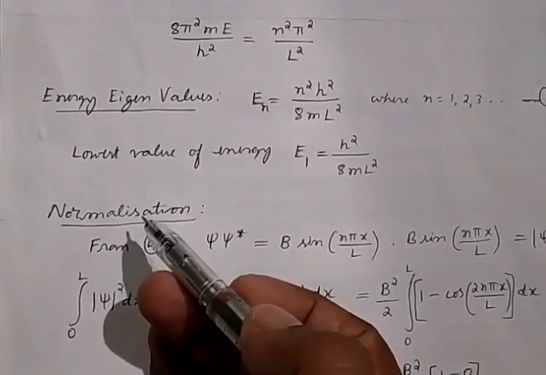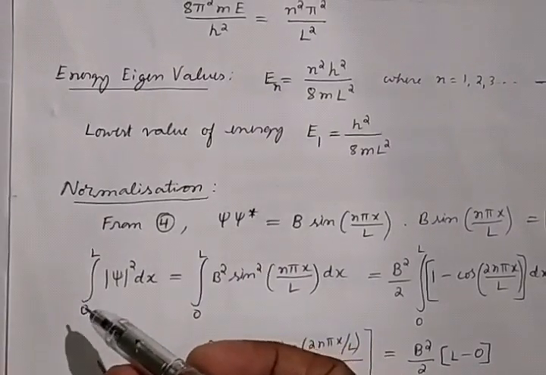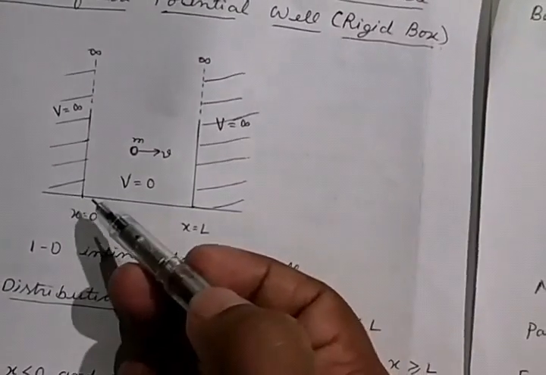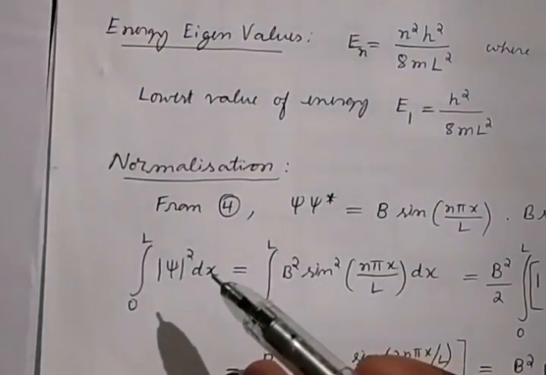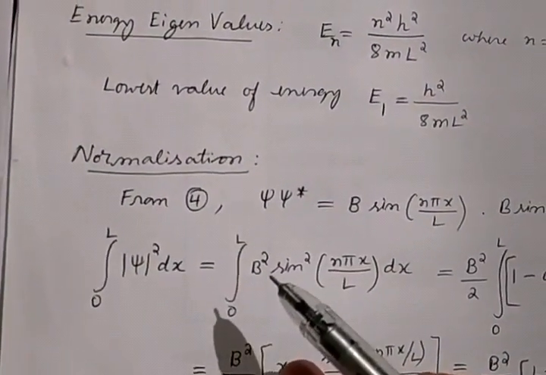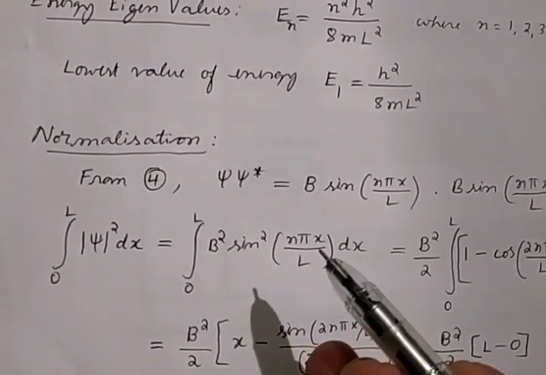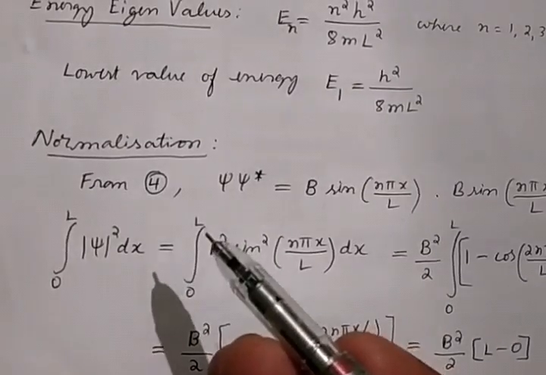To do the normalization, we have to take the integral of mod psi square dx over the given region. The given region is nothing but the potential well from x equal to 0 to x equal to L, where the particle is present. So take the integral of mod psi square, which is b square sine square of n pi x by L dx between the limits 0 to L.